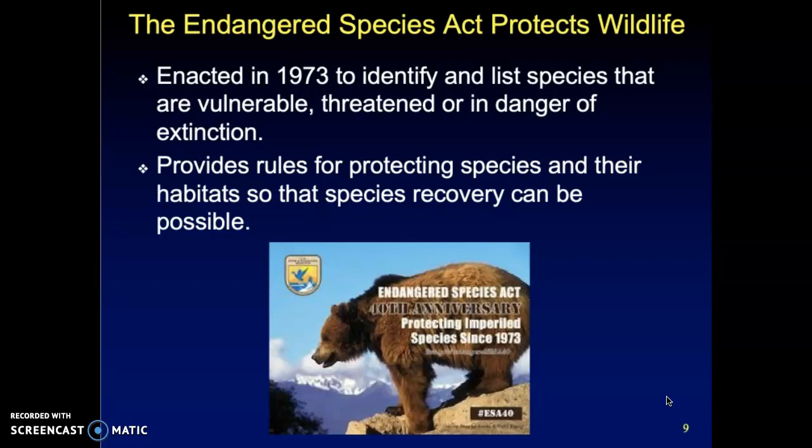So you think about when a lot of these laws and acts were developed, it's the early 70s. It's when we really started to recognize that a lot of the things we had been doing for decades and decades and decades were causing significant problems.